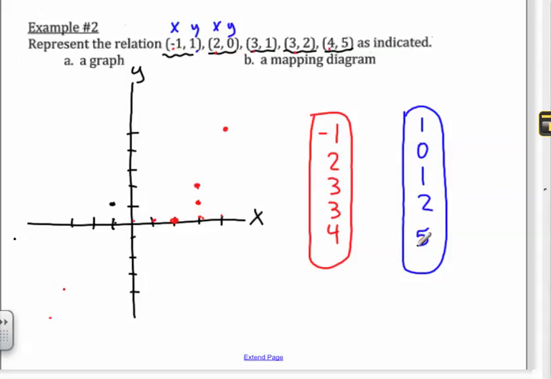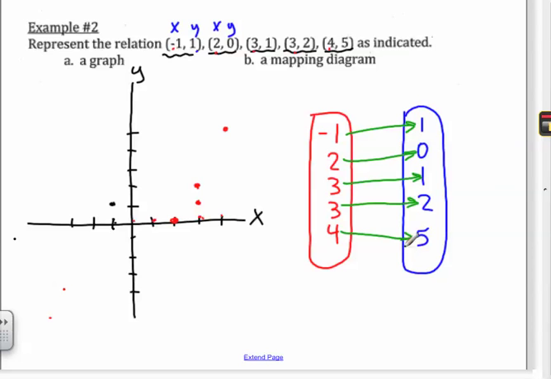All right, now I'm going to draw arrows. Remember, the negative 1 went with the 1. The 2 goes with the 0. The 3 goes with the 1. The 3 goes with the 2. That's very interesting. We'll come back to that. The 4 goes with the 5. Everybody see how it's a mapping diagram? It goes from the input to the output. A number gives us an output.